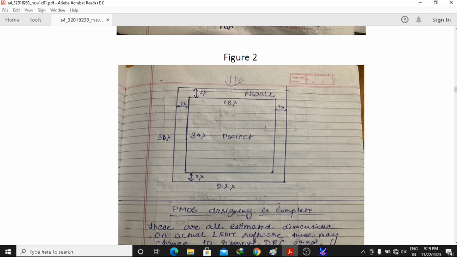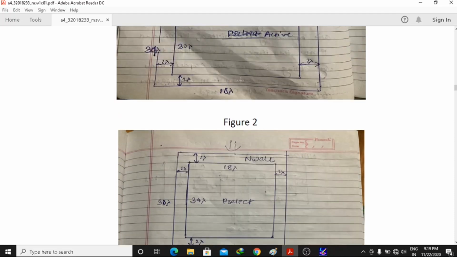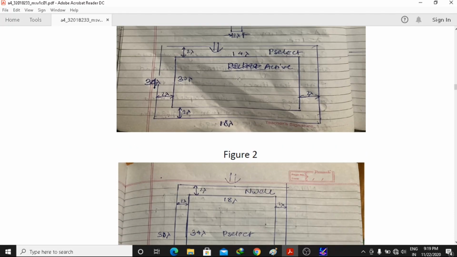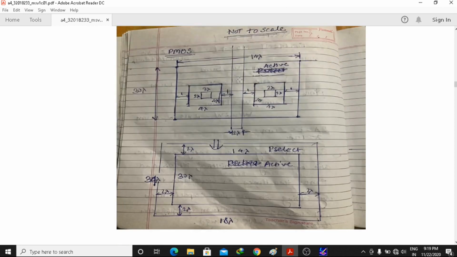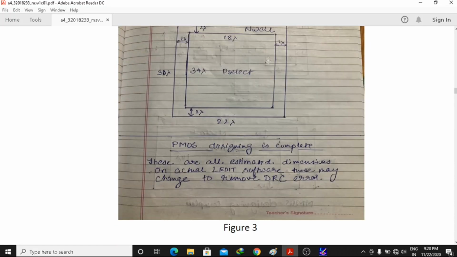Like I create NOL, then after that I will create P select, and I will check for DRC. After that I will create active, I will check DRC, and after that I will put metal, I will check DRC, and on metal then polysilicon DRC. So step by step, if I check the DRC errors, then ultimately I will be very comfortable, and drawing the layout wouldn't be so tedious, right?